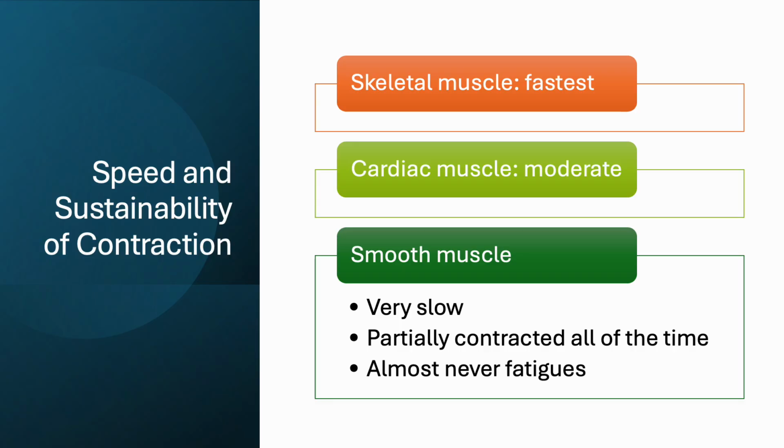The three muscle types also differ in how quickly and how long they can actually contract. Skeletal muscle is the fastest. It can contract and relax within a fraction of a second, making it perfect for voluntary movement. Cardiac muscle contracts at a moderate pace, which is ideal for steady pumping action. Smooth muscle contracts very slowly but is able to remain partially contracted almost all of the time without fatigue. This sustained activity is vital for functions like maintaining blood vessel tone or moving food along the intestines.